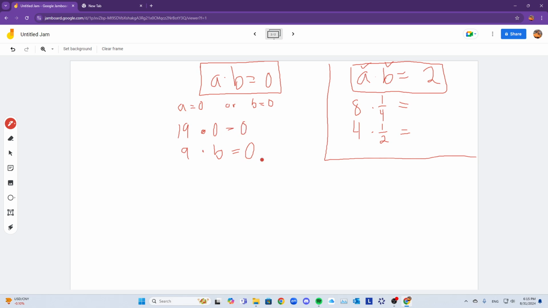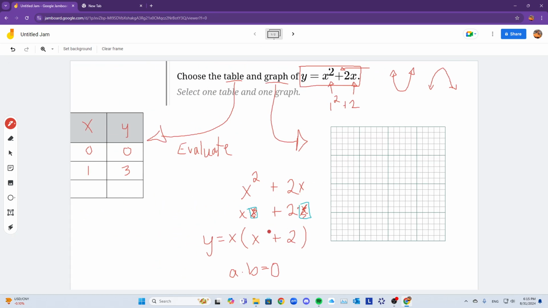Or say you made up some different B. Say B is negative 35 over 8. Make some random number up, right? Well, what does A have to be? A has to be 0 in order for the whole A times B to be 0, right? Equals 0.